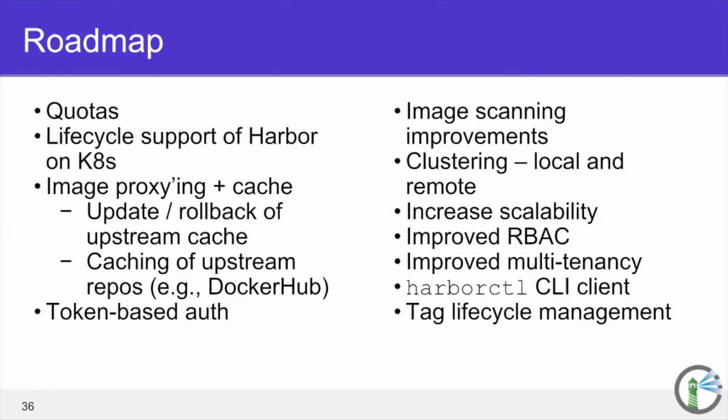Token-based authentication. The clustering is a big one. I think that eventually that will probably come to fruition, but it may be a while. Improved RBAC and multi-tenancy. By that I mean, we've had requests for adding an extra layer of multi-tenancy. So instead of just having projects, you would have a tenant and a project, whereby a tenant, for example, would be a line of business, and a project would be individual projects that the line of business was working on, as an example. Harbor Kettle, we have a community contributor that wrote a Harbor CLI tool, and we're trying to kind of bring that under the umbrella of the community and really polish it up and make it part of the core project. And tags, just improving tags and lifecycle management.